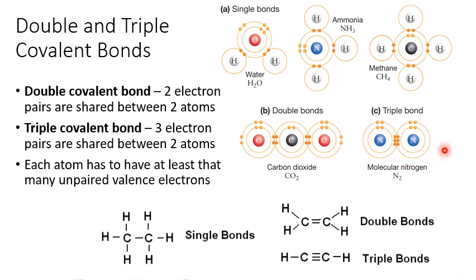Nitrogen has 3 unpaired valence electrons, so it can actually form triple bonds. Here you have nitrogen forming 3 covalent bonds with another atom of nitrogen, and you have 3 different electron pairs shown here representing that triple bond.